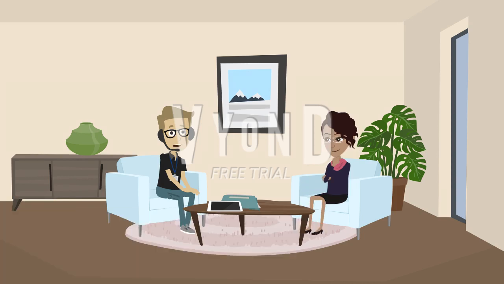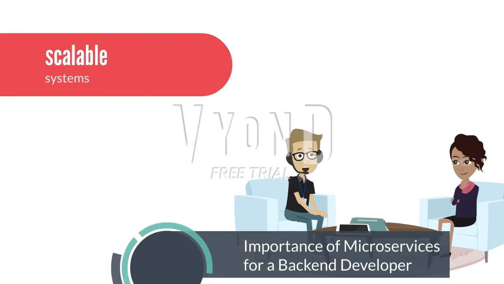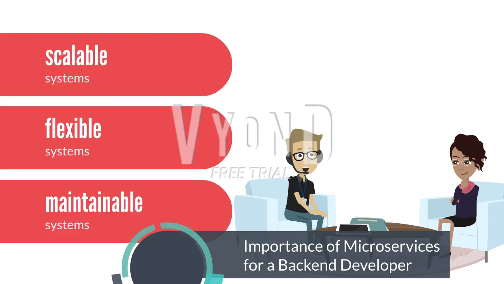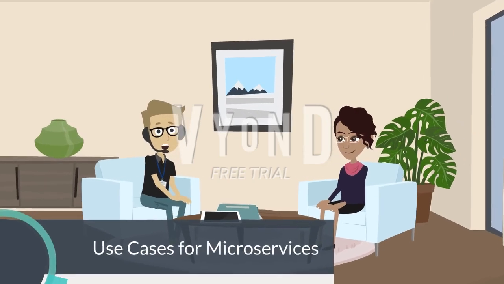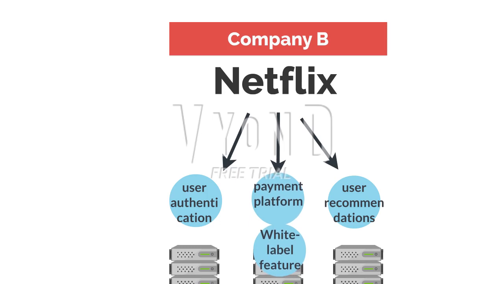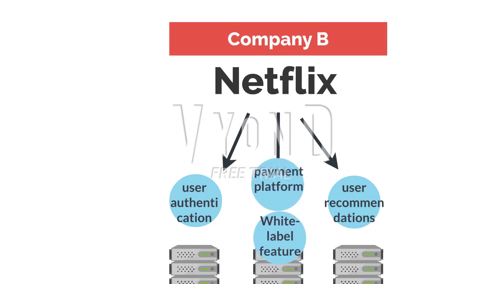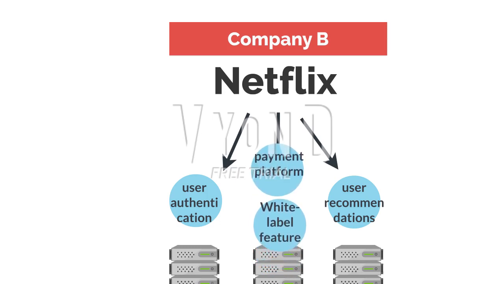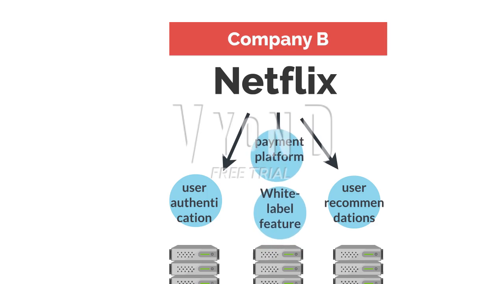Great question, Sarah. Working with microservices allows developers to create scalable, flexible, and maintainable systems. It's especially important in large projects where different components can be developed and deployed independently. Microservices are often used when you need to scale parts of a system independently, have diverse technology stacks, or deploy updates without affecting the entire application. It's excellent for large, complex projects.